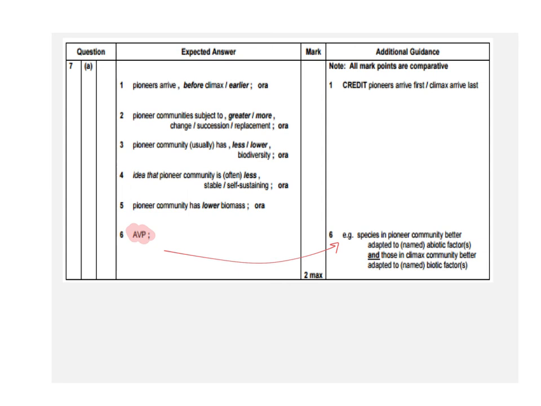But notice that all mark points have to be comparative. So, earlier, greater, lower, less. Okay, you need to have that comparative point, not just saying pioneers arrived first, because you haven't said anything about the climax community.